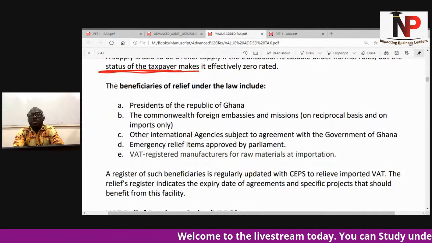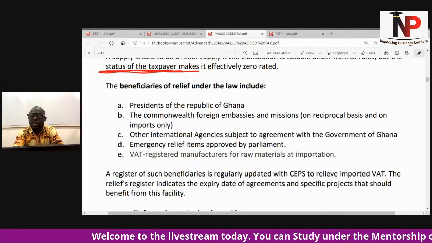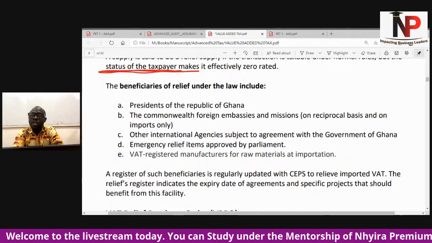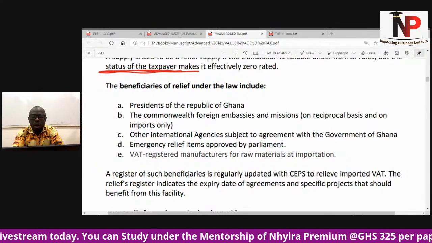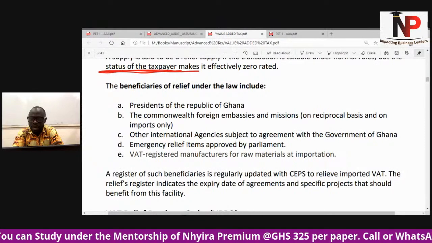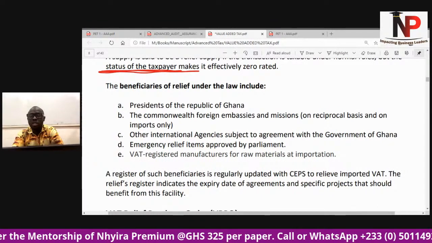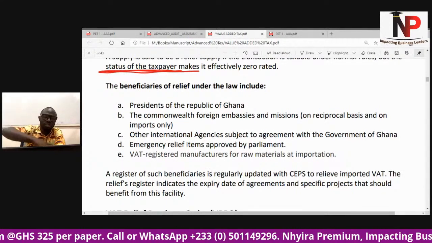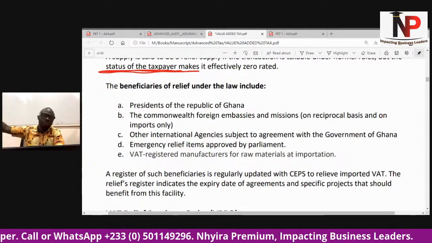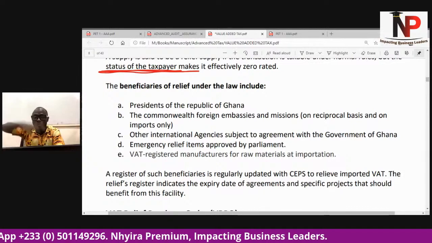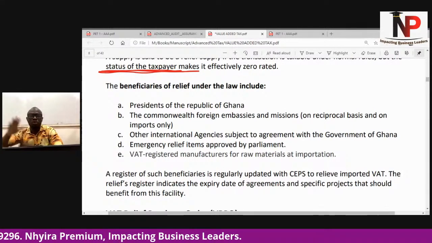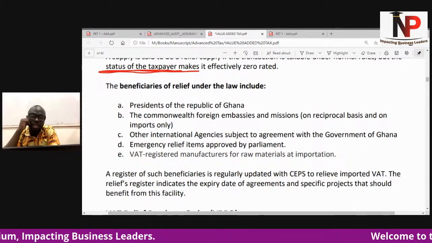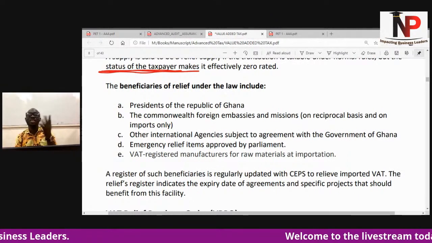Definitely the President of the Republic of Ghana, his status makes him enjoy some of these things. Commonwealth foreign embassies and missions. However, this one is on a reciprocal basis. So the Commonwealth foreign embassies and missions in Ghana, when they are bringing anything on their importation, whatever VAT they are supposed to pay, we exempt them, they don't pay. But it has to be on a reciprocal basis.